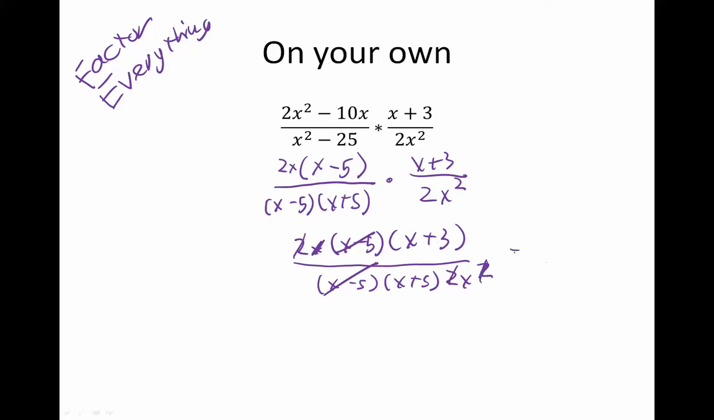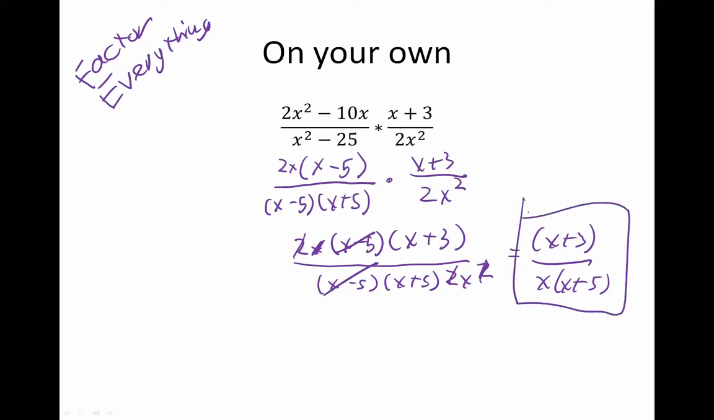So what do we have left? We've got an x plus 3 in the numerator, and then we have an x times x plus 5 in the denominator. And that's our final answer. x plus 3 over x times x plus 5.